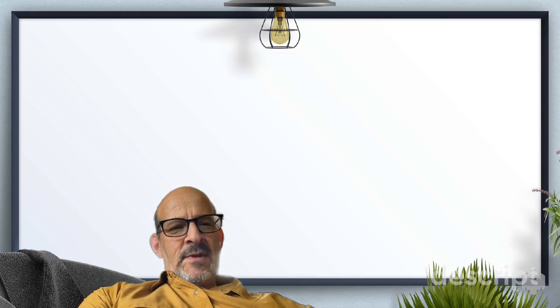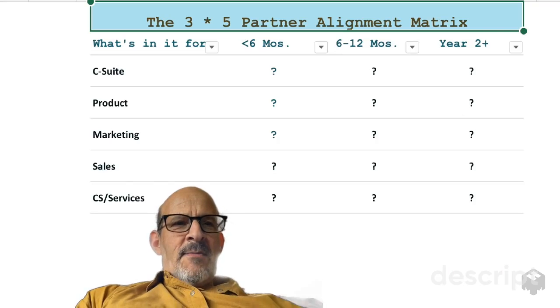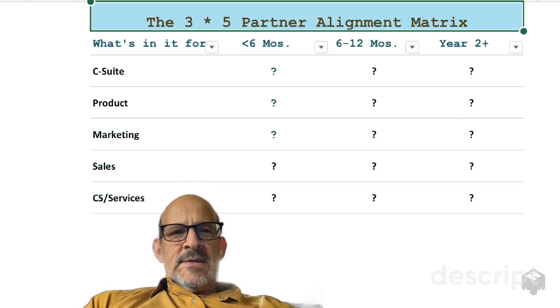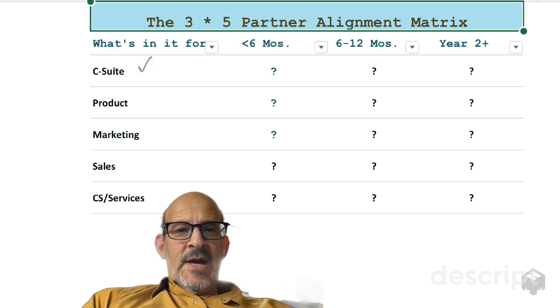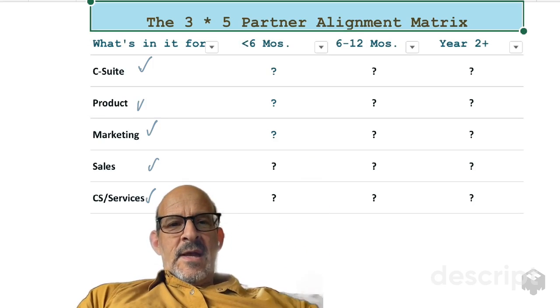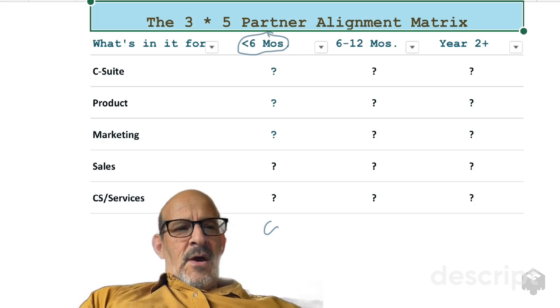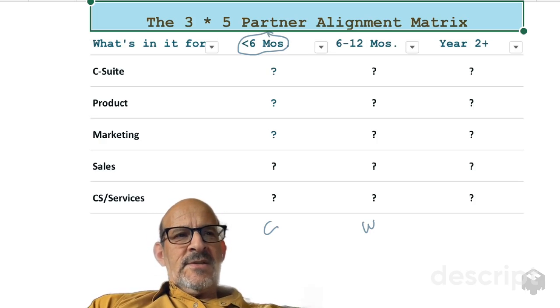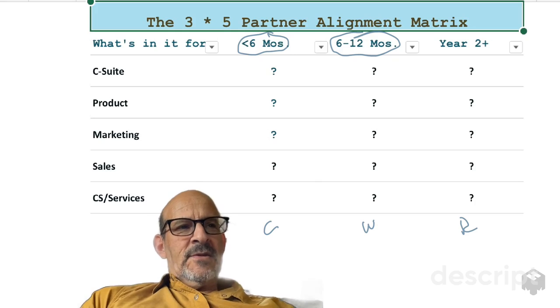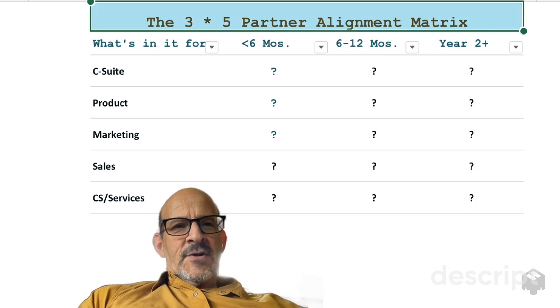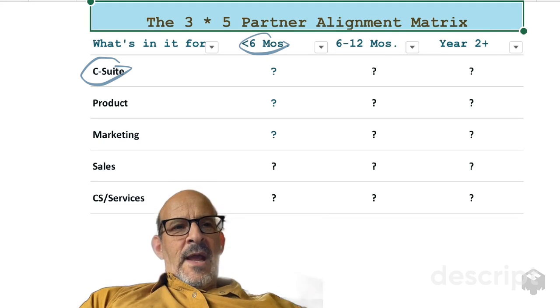So today we made things really easy for you by giving you what we call our 3x5 alignment matrix. What is this thing? Basically, we've got a matrix that lets us look at each of the 5 parts of the business: the C-suite, which looks at overall company level objectives, the product, marketing, sales, and customer success and services organizations. And then to look at 3 time frames: a crawl time frame, which is the next 6 months, a walk time frame, which looks at the 6 to 12 months after that, and then a run time frame that looks at 2 years plus. And for each of these stages, in the intersection between the functional group and the time frame, we want to answer some questions.